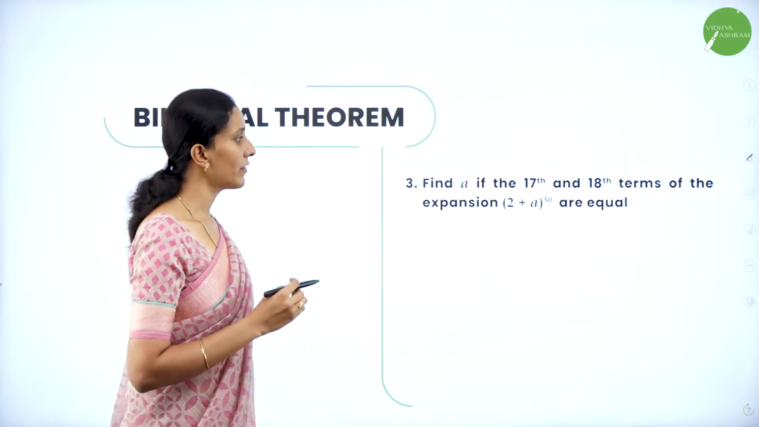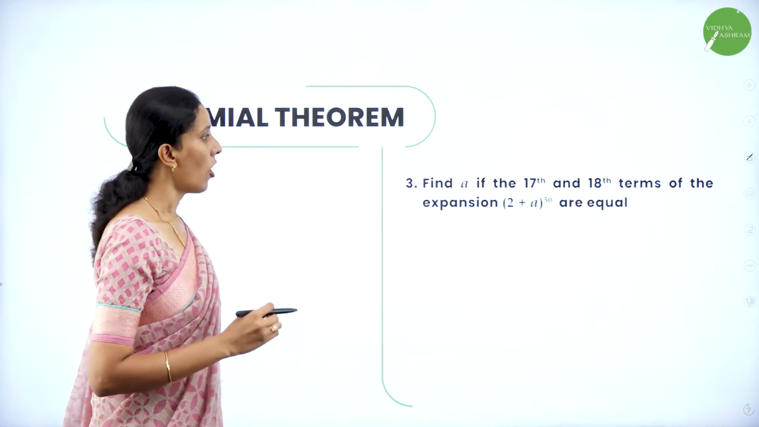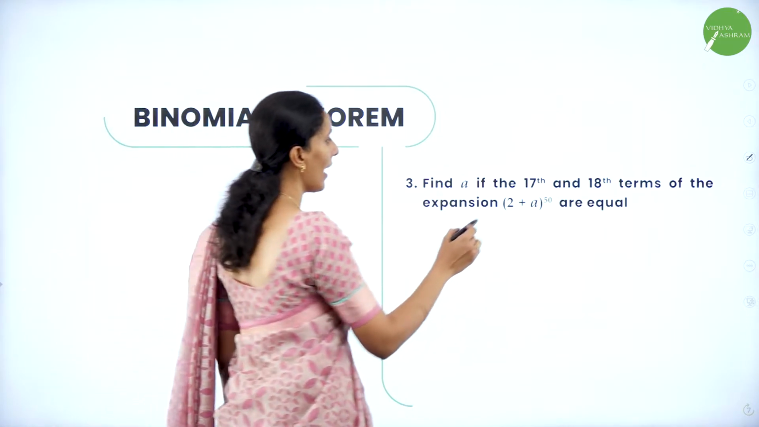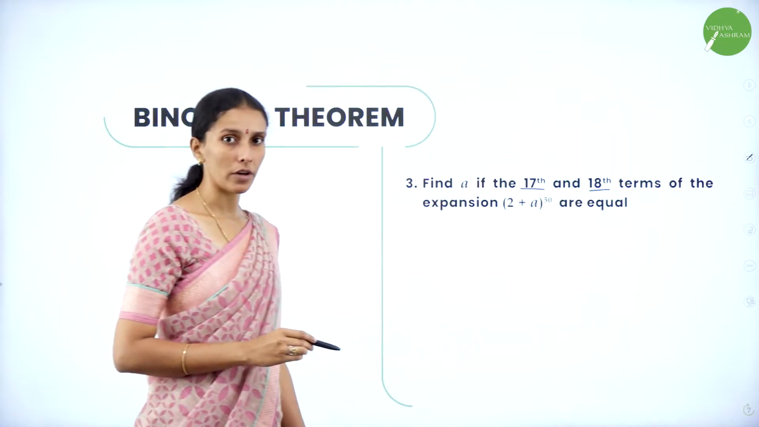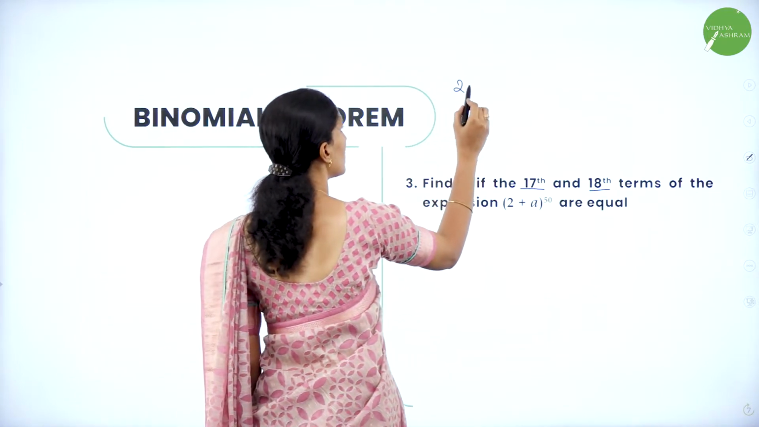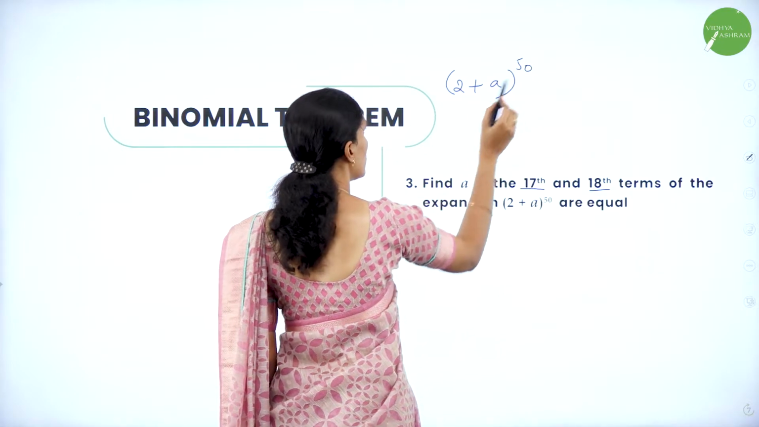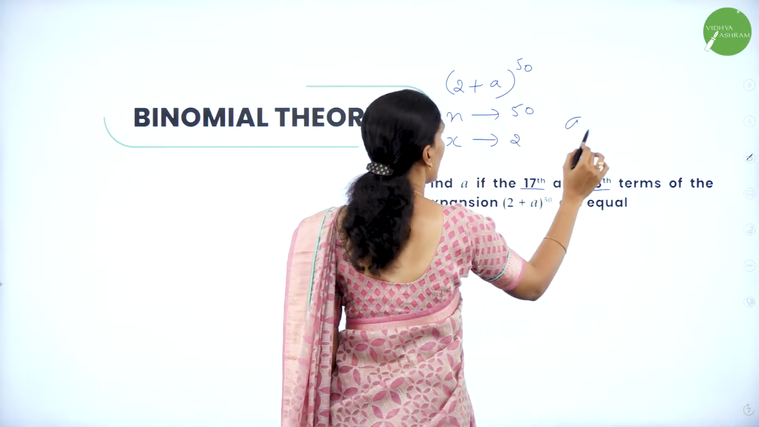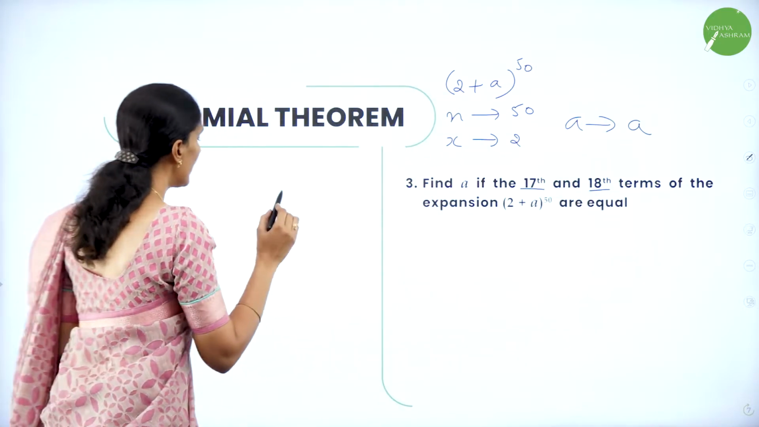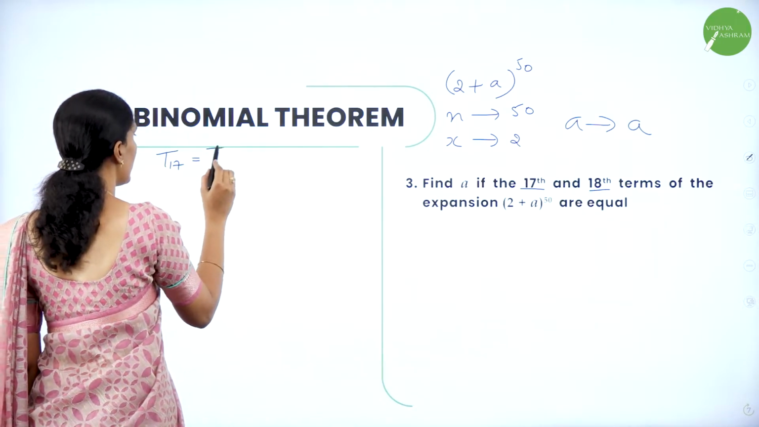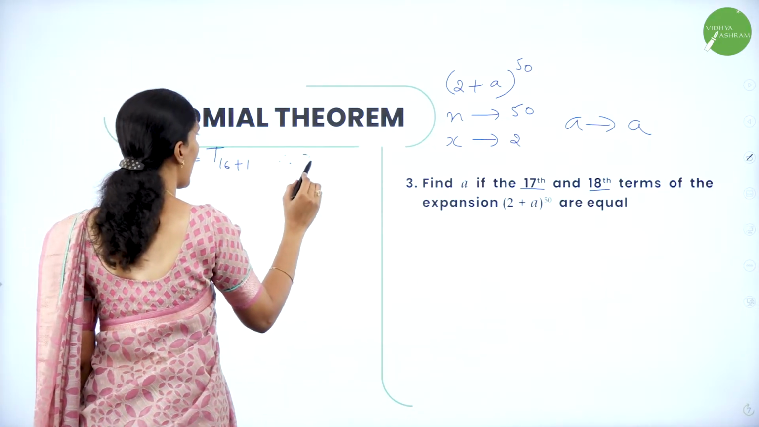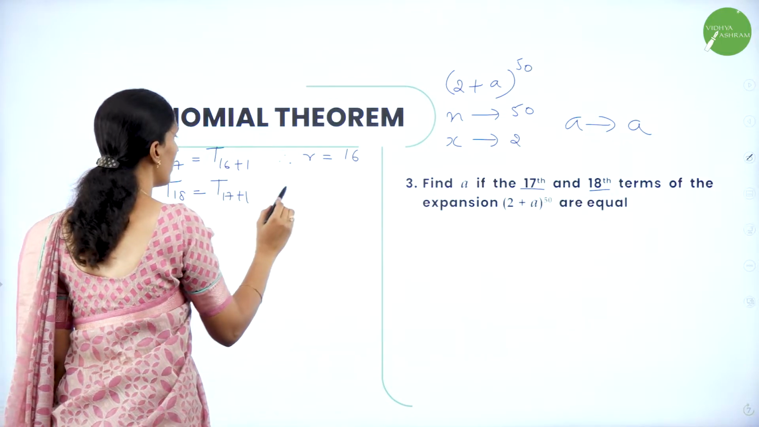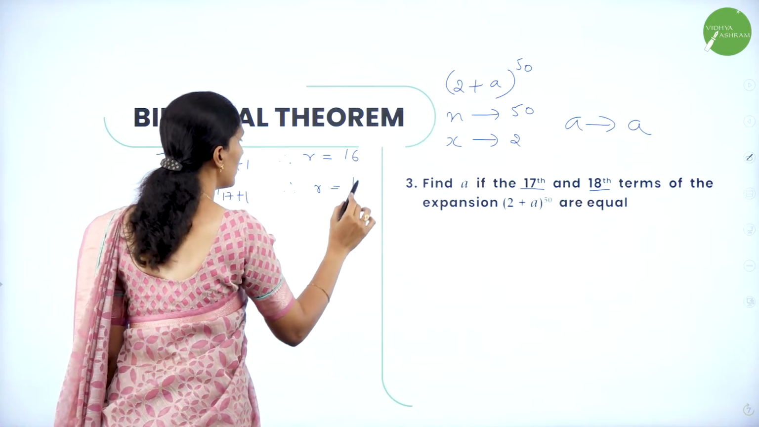Next, find a if the 17th and 18th terms of the expansion of 2 plus a whole power 50 are equal. So they have given that the 17th and the 18th terms are equal. So here is the question, that is 2 plus a whole power 50. So according to this, n is 50, x is 2, a is a only. T17 means it is T16 plus 1. Therefore, here r is equal to 16. For T18, it is T17 plus 1. So, therefore, here r is equal to 17.